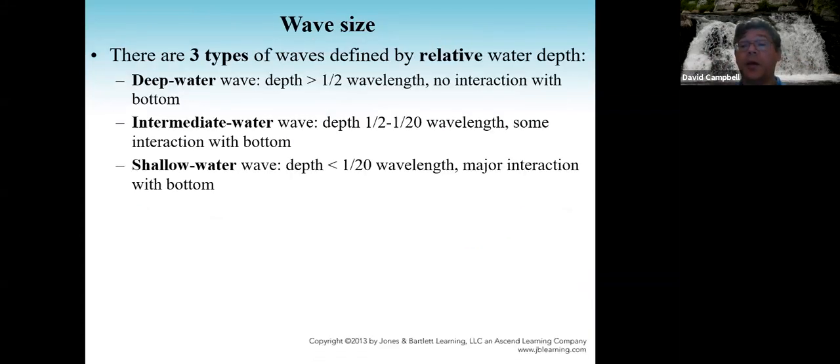Using this, we can make a classification of waves. Yet another one. Deep water waves in this definition are ones where the depth of the water is deeper than 1/2 of a wavelength. And in this case, the wave is going along and those loops of water movement do not reach the bottom. So the bottom doesn't affect this wave.